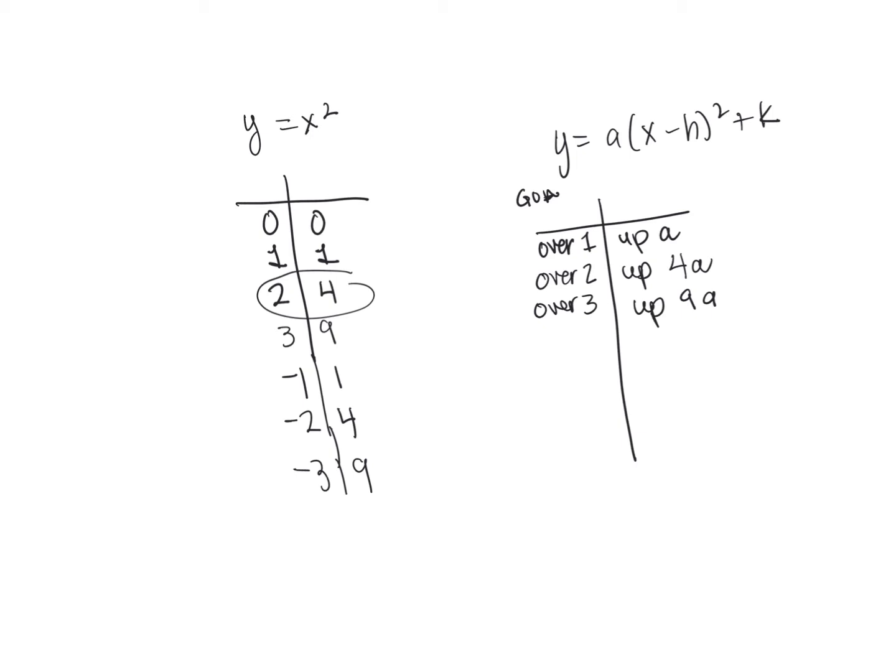And then this is both to the right and left. So if you go over -1, you still go up a. If you go over from the vertex -2, go up 4 times a. If you go over -3, then you go up 9 times a. This makes it super easy to graph these. Let me show you how.